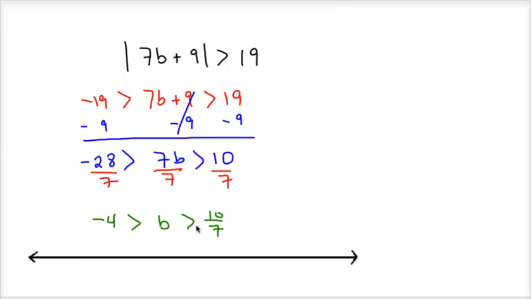Alright, got a number line here. Negative 4, and I'm just going to leave this as 10/7, which is fine. Less than, no equal sign, so open circles. B is less than negative 4, so going to the left. B is greater than 10/7, going to the right. Some teachers actually like when you draw right on the number line, but it's your preference.